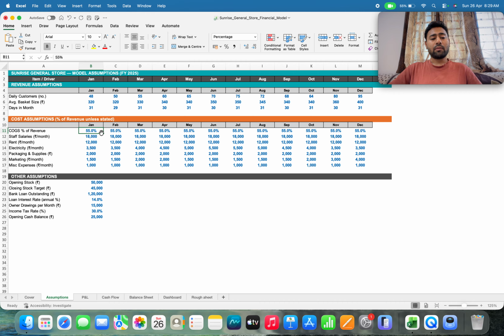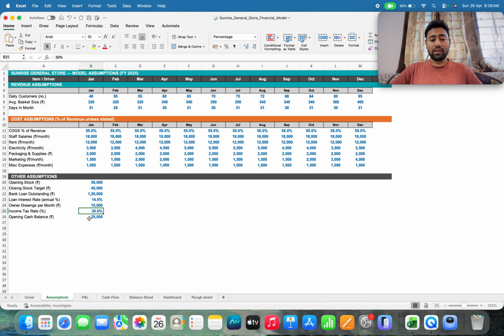Now coming to the cost of revenue. Cost of revenue we have at 55%. Staff salaries will remain the same for the whole year. Rent will also remain the same, which is a fixed expense. Electricity is 3,500, packaging and supplies is 2,000, marketing is 1,500, and miscellaneous expenses is 1,000. Also we have opening stock, closing target, bank loan outstanding, loan interest rate annual, and owner's drawing per month.